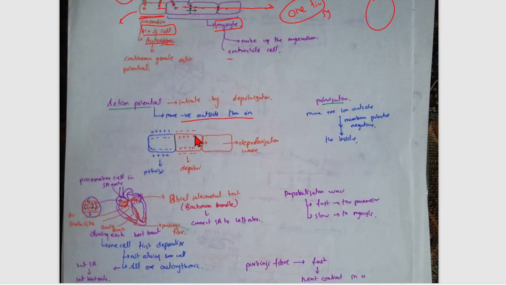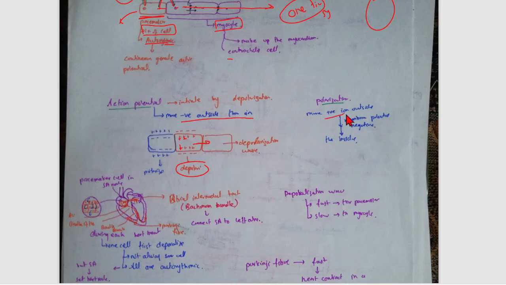For example, this is the resting state, the polarized state. At resting state, the inside is negative, but when depolarization happens, the inside becomes positive. This is actually the action potential, and in this way the action potential moves along the myocyte to the next cell.